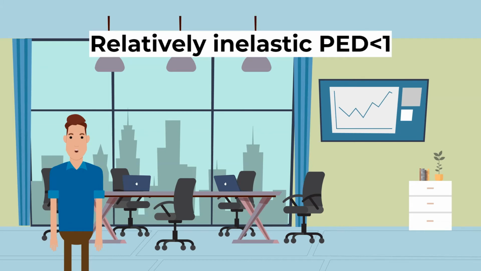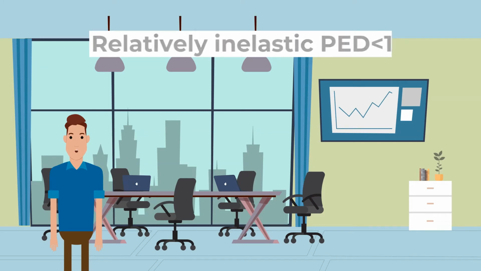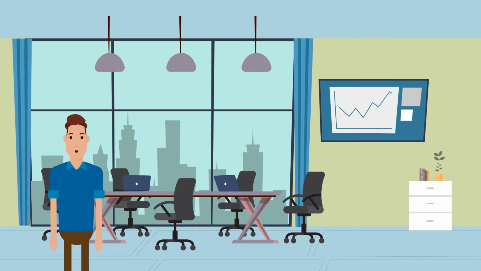Relatively inelastic PED is where PED is less than 1. Quantity demanded changes by a smaller percentage than price, so demand is relatively unresponsive to price. The curve will be steep. This means large changes in price lead to small changes in quantity demanded.